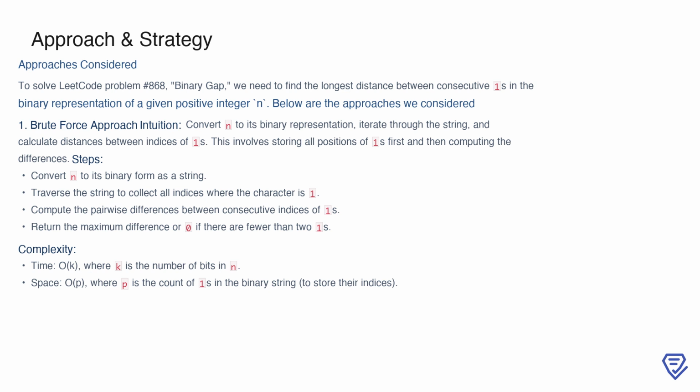The steps are straightforward: convert n to a binary string, traverse the string to collect the indices of all 1s, compute the pairwise differences, and finally return the maximum difference. If there are fewer than two 1s, the result is simply 0. While this approach is conceptually simple, its complexity involves a time cost proportional to the number of bits in n and a space cost proportional to the number of 1s in the binary string, as we need to store all their indices before performing the calculations.